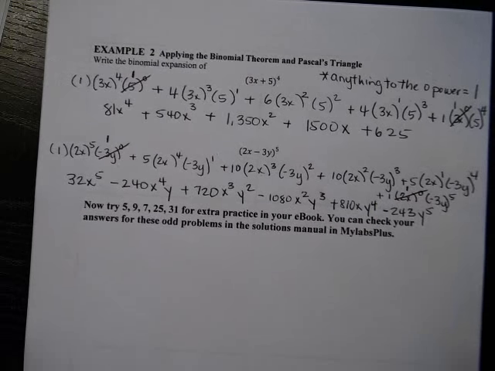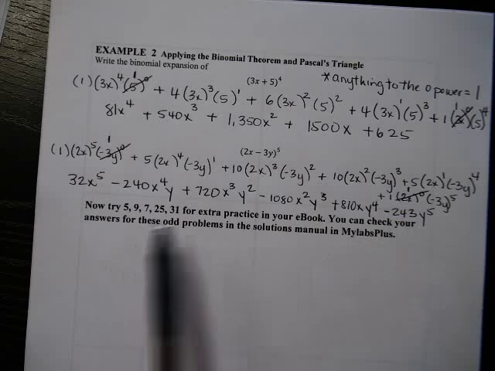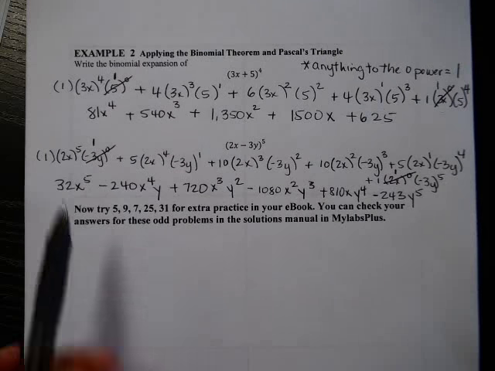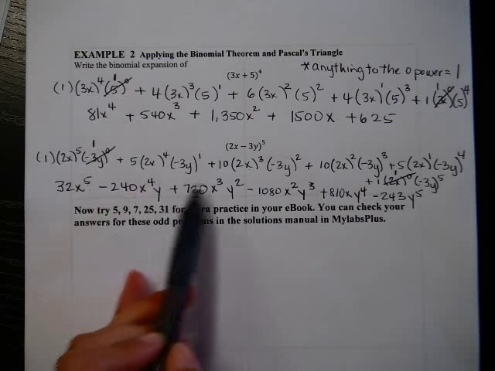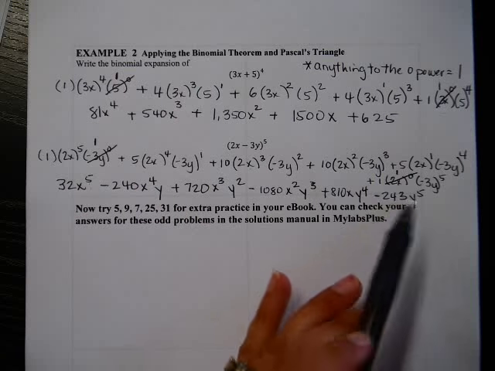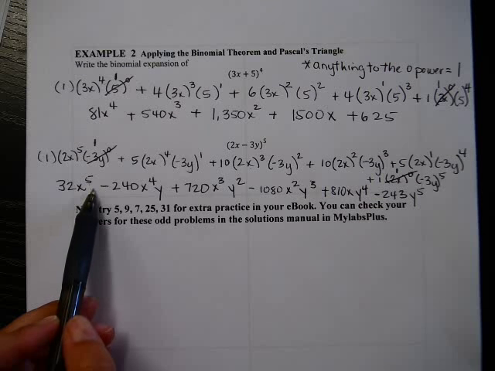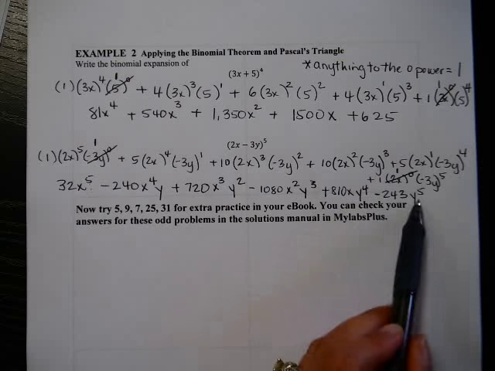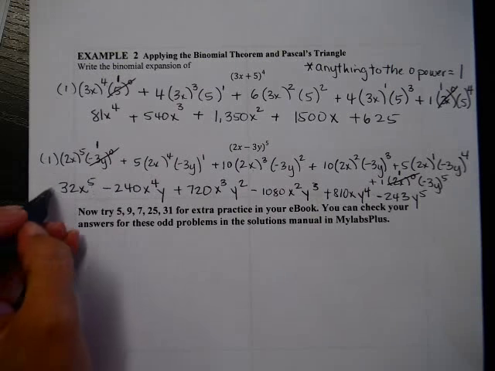So now look at this. The first thing I see is my signs alternate: plus, minus, plus, minus, plus, minus. You shouldn't have two pluses together or two negatives together. Then look at your variables. X to the 5th should get smaller: x to the 4th, x cubed, x squared, 1x, no x's. And then the y's are completely the opposite. This one starts at 0, so 0 y's, 1 y, 2 y's, 3 y's, 4 y's, 5 y's. And that's your answer to that problem. So this would be your answer right here.